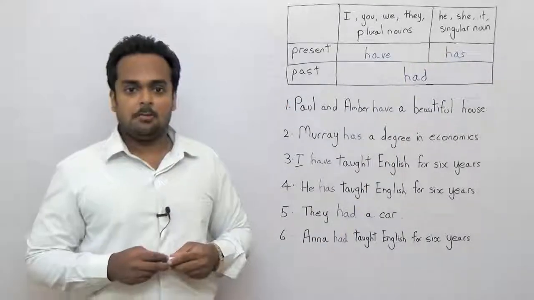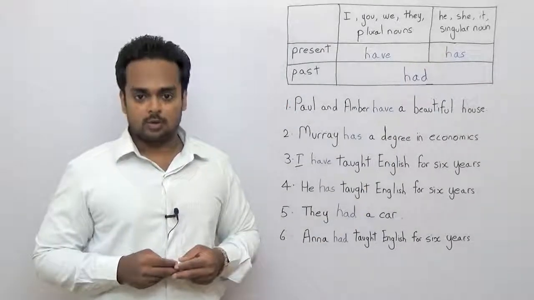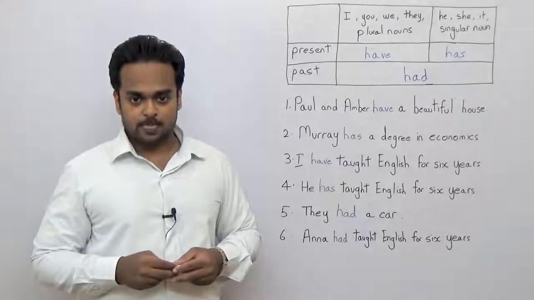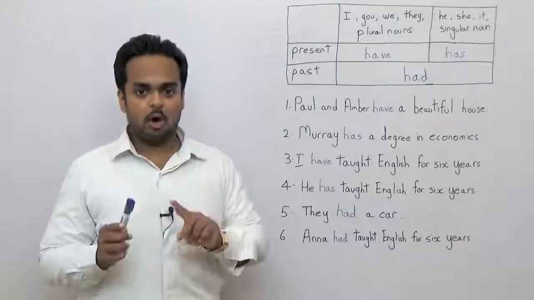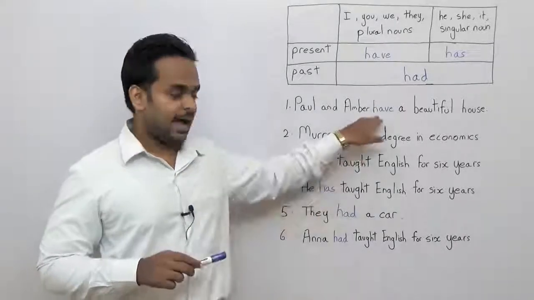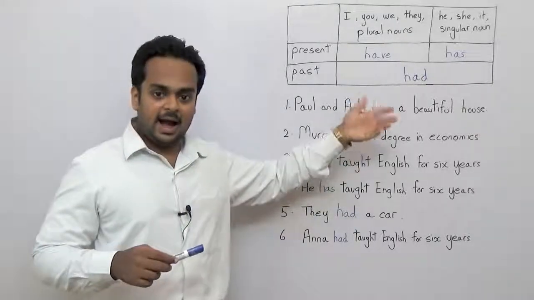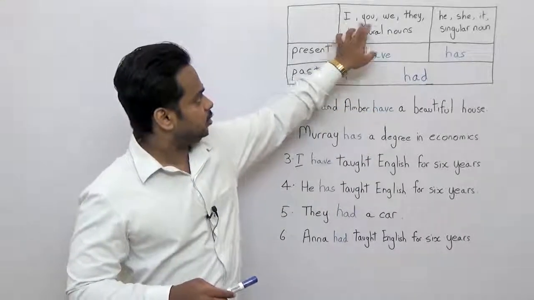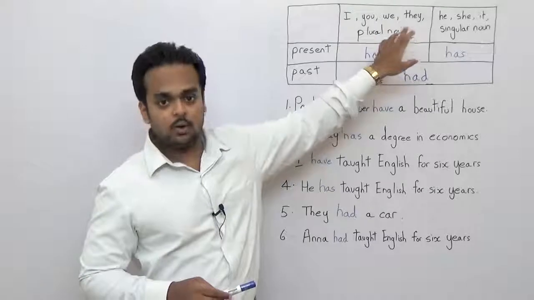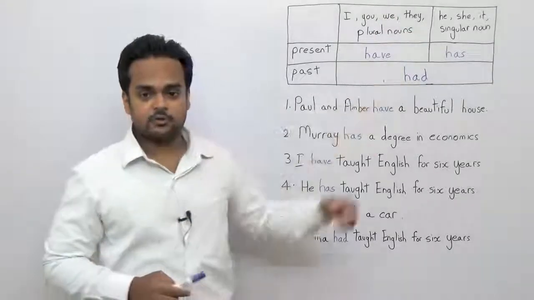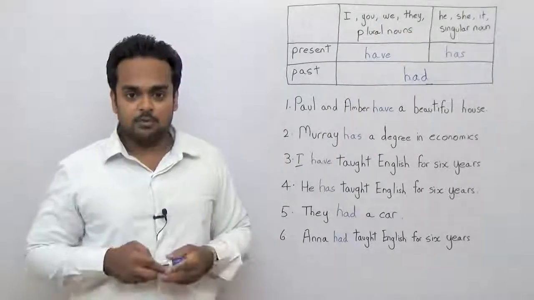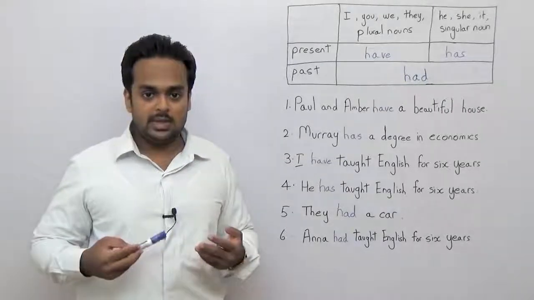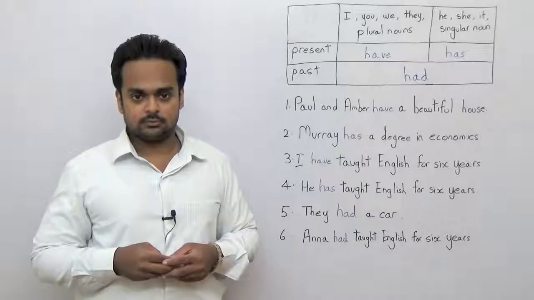Now if this was only Paul, then we would use has. We might say Paul has a beautiful house, or Amber has a beautiful house. But because it's two people, Paul and Amber, we use have. Paul and Amber have a beautiful house. Now, if the subject is I, or you, or we, or they, we still use have. So, I have a beautiful house, or you have a beautiful house, we have a beautiful house, etc.